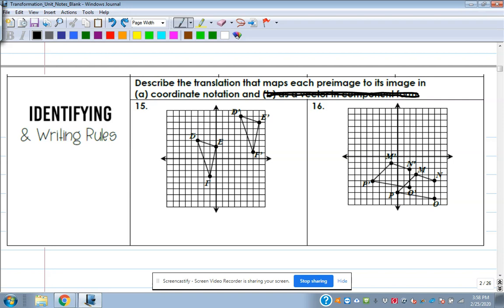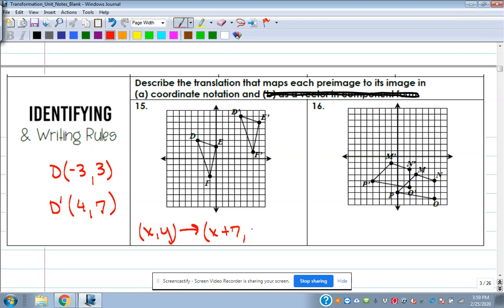So how did we move D to D prime? The best thing to do is find out what's the ordered pair for point D? It's -3, 3, right? And then D prime is 1, 2, 3, 4, 7. So how in the world do we get from a -3 up to a 4? Add 7. And how did we get from a 3 to a 7 on the y's? Add 4. And we got the rule.